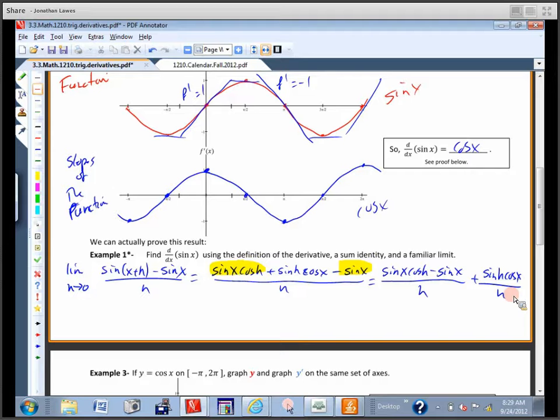And then Ryan's suggestion was, once we had that here, we can go ahead and factor out the sine of x. Because sine of x, does it change in the limit? It doesn't. It's a constant, right? So I'm going to rewrite this, and I will bring back the limit at this point. So this is as h approaches 0. I'm going to write the sine of x out front, and then what's left is the cosine of h minus 1. I'm going to write that over h.